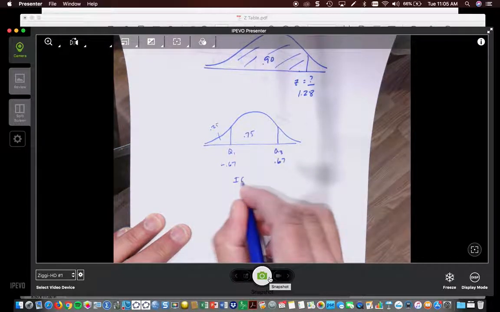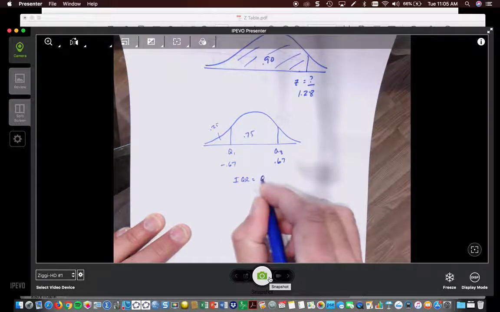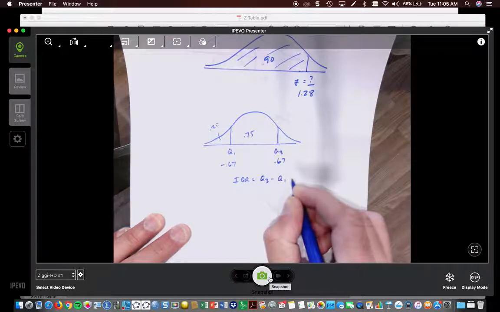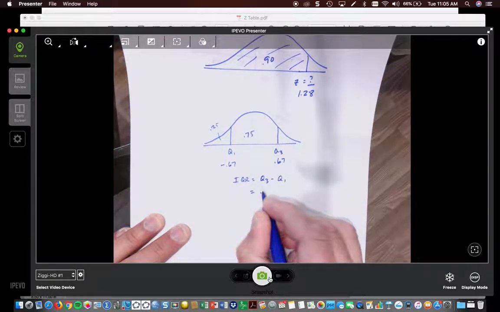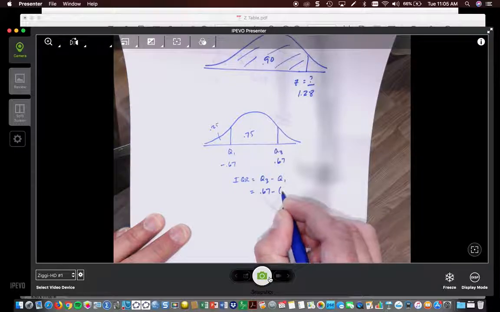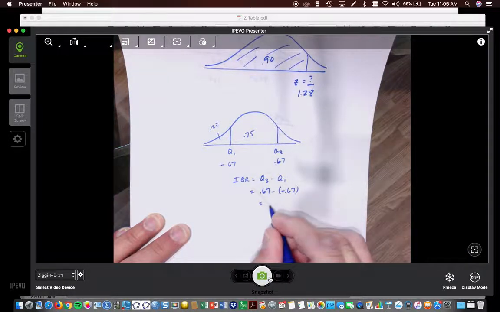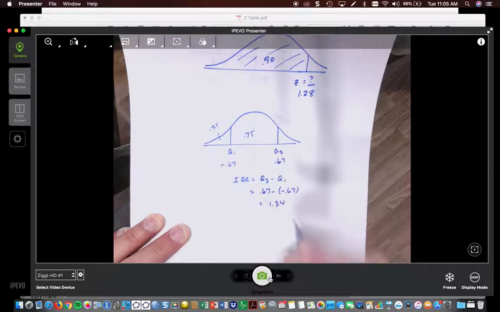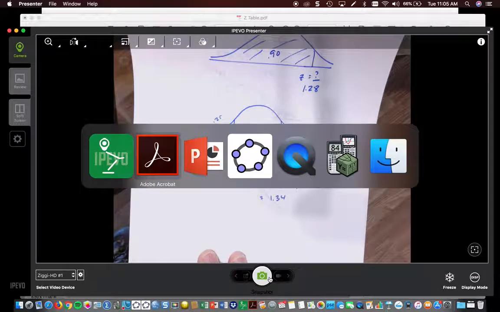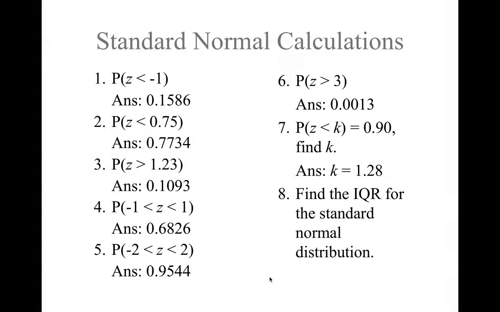So the IQR, remember, is Q3 minus Q1. So we're going to get 0.67 minus negative 0.67, and that's going to give me an answer of about 1.34. So 1.34 is the IQR for this distribution. Okay, 1.34, 1.35.